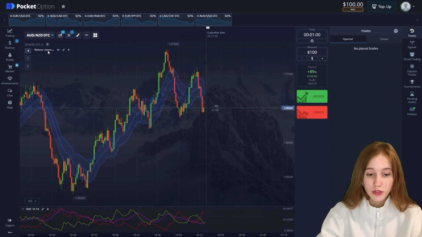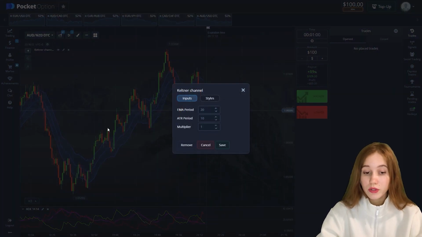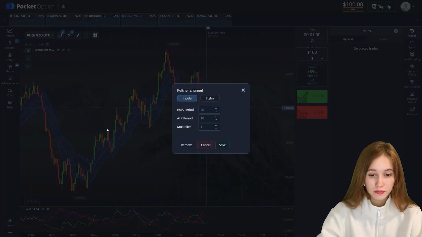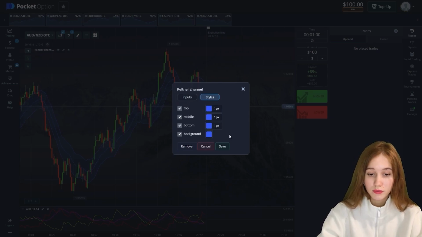So, 2 indicators: Keltner channel and ADX. Let me tell you more about this. We start with Keltner channel. It's located on our chart, and these are the settings. You can pause the video and copy the settings of this indicator.